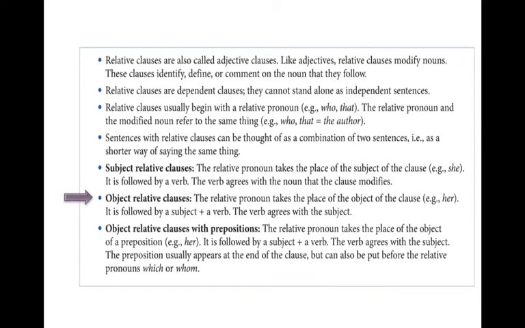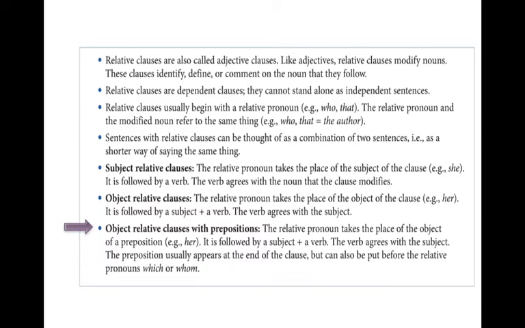Object relative clauses: the relative pronoun takes the place of the object of the clause. For example, her. That's an object pronoun. It's followed by a subject plus a verb, and the verb agrees with the subject. Pay attention to what I said earlier about the inversion, where the object comes before the subject and verb.